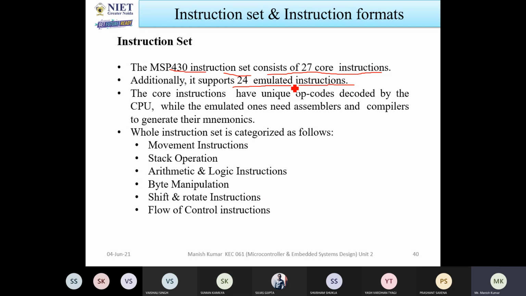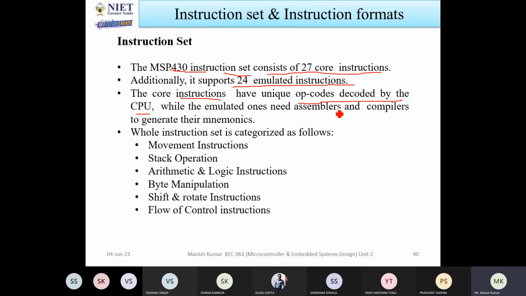What is the difference between the core instructions and the emulated instructions? Core instructions are the main instructions, and emulated instructions are formed with the help of core instructions; you can just manipulate something. Core instructions have unique opcodes decoded by the CPU.